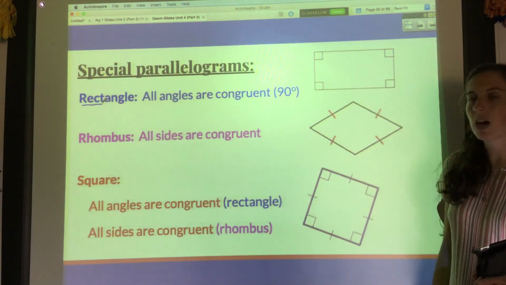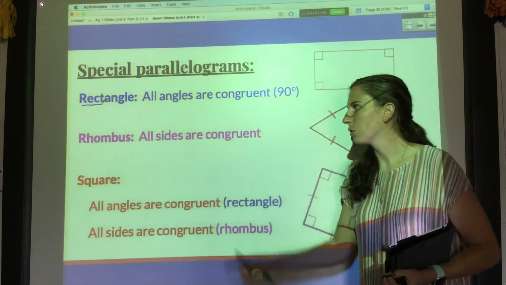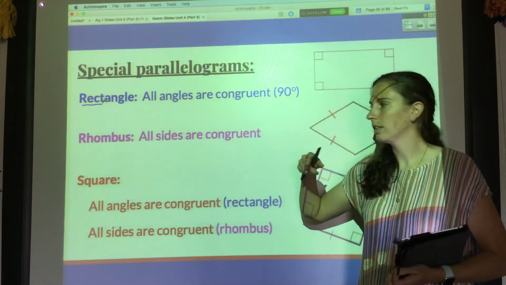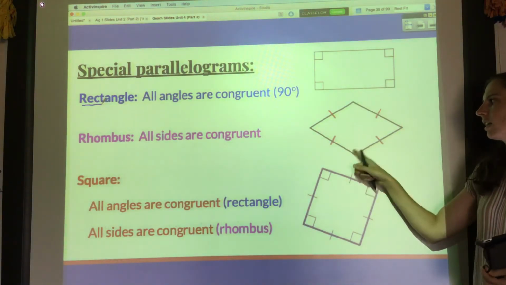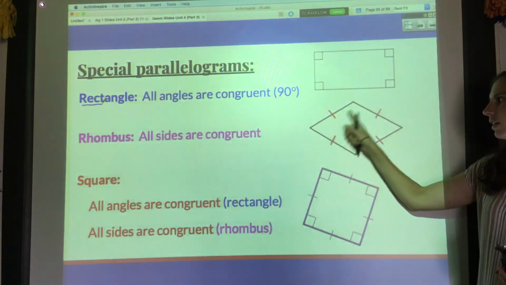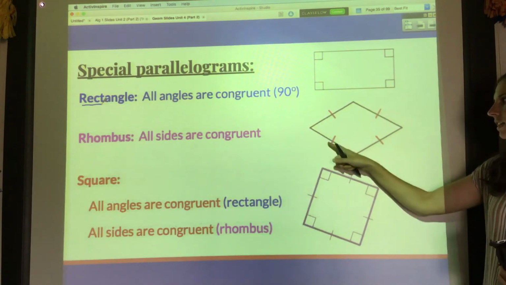We've also got a rhombus. A rhombus is, rather than the angles being congruent, its sides are congruent. So the angles might not necessarily be the same, like here and here, but all the sides are congruent.